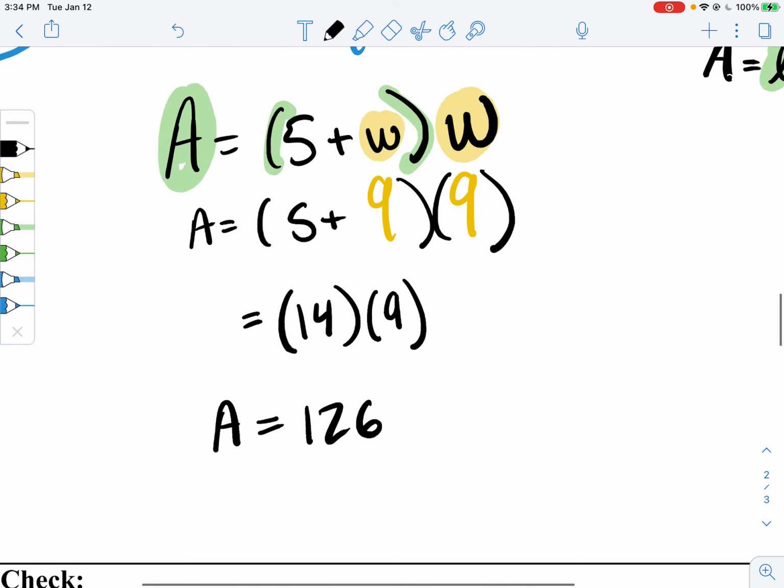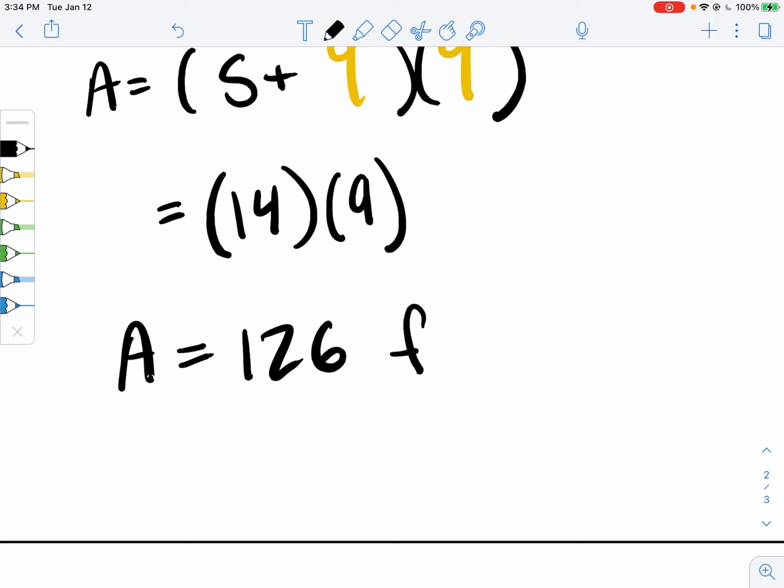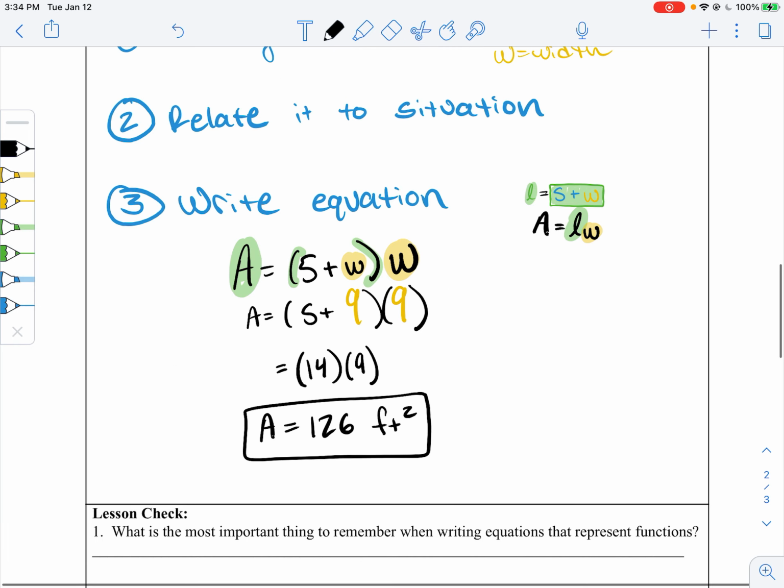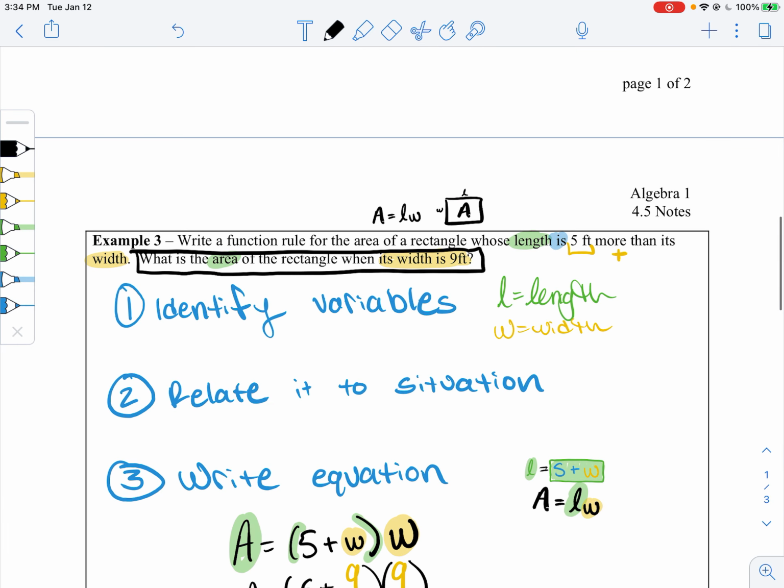Were we given length? We're given feet. We're given units. Feet. So area is 126 feet squared. There you have it. Excellent.